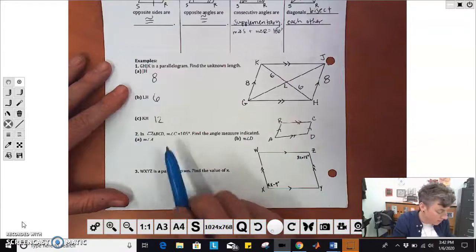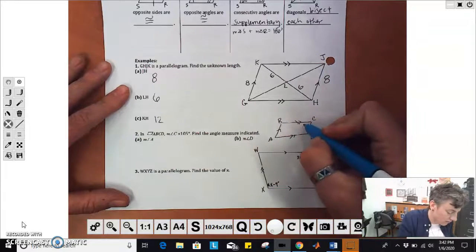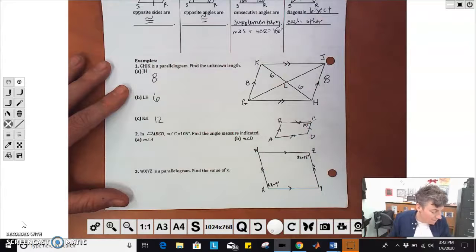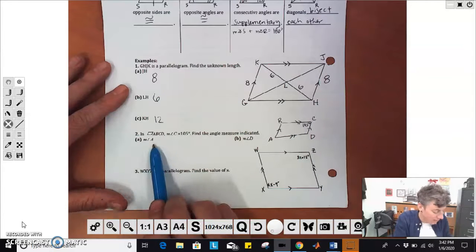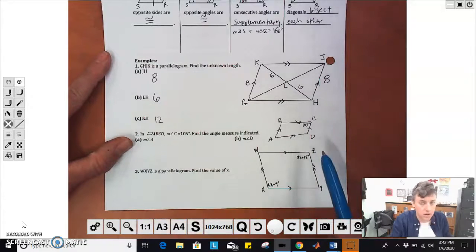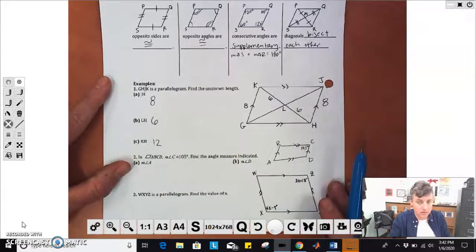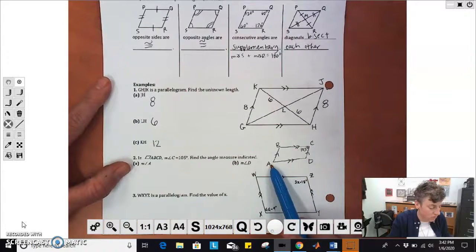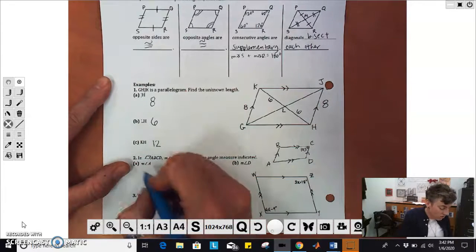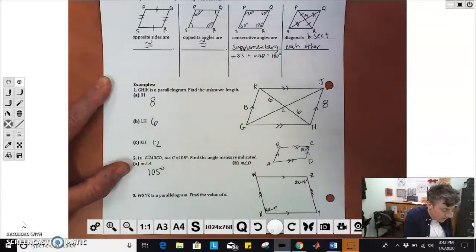No big deal. The measure of angle C is 105 degrees. Find the angle measure indicated. The measure of angle A, well, what's that going to be? A is the same as who? A is the same as C because those are opposite angles. So A is also 105 degrees.